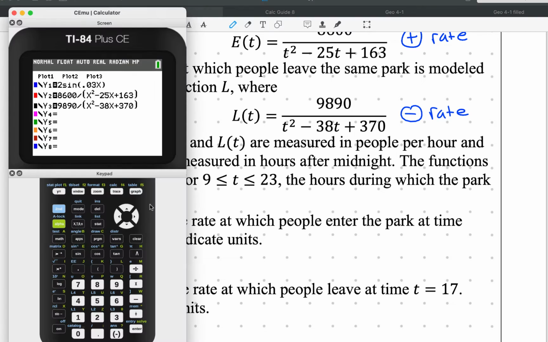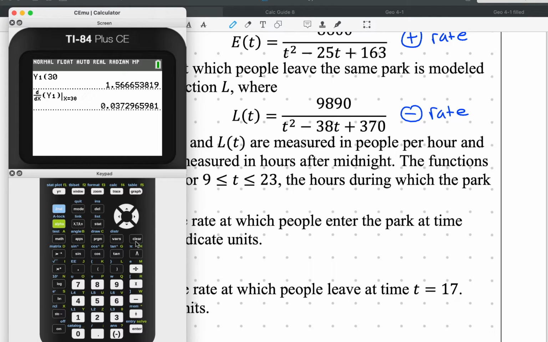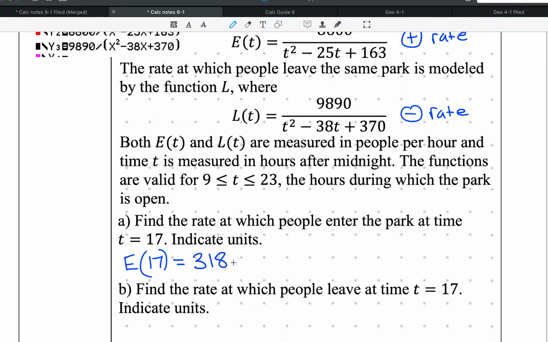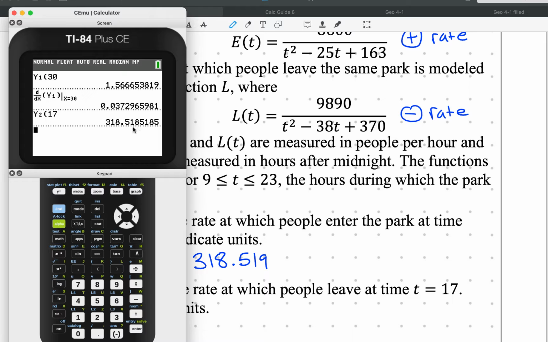And E of 17, we're all really confident at doing that by now, I'm hoping. We just type vars, right, enter 2, y2, because that's my E of t function, of 17. You don't need to end the parenthesis, hit enter, and we get 318.518. All right, so we have to be careful in these types of questions. The correct answer, I'm not going to ruin it for you. I'm going to write this down, and you can tell me if it's correct or incorrect. 318.519.